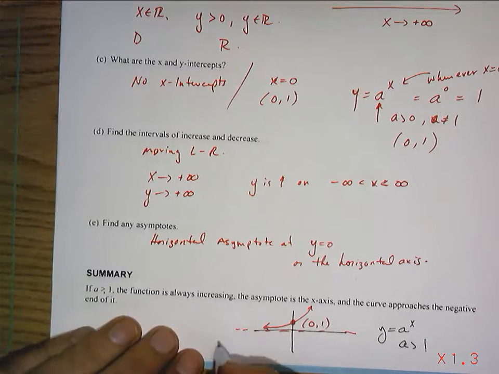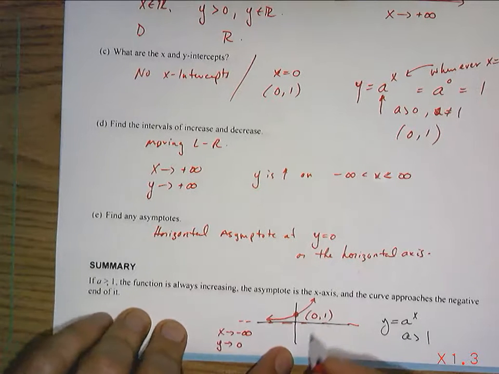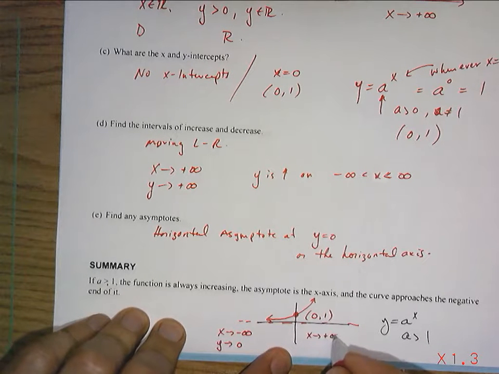So as x approaches negative infinity going this way, you'll notice that y is approaching 0. The curve is getting closer and closer to 0. On this side of the graph, as x is approaching positive infinity going this way, y is approaching positive infinity as well.